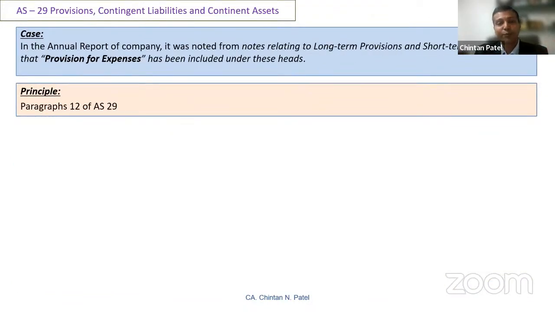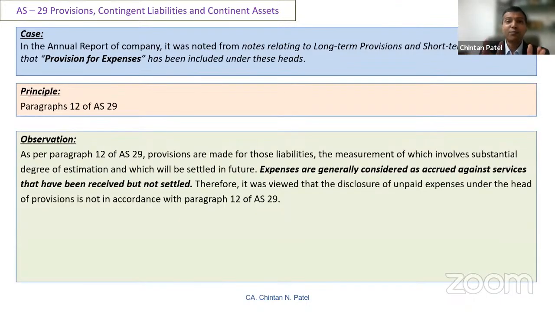Next is on provision for expenses. When you look at the annual report of a few companies, it mentions long-term provision and short-term provision, and under these there is mentioned provision for expenses. See, generally, expenses are accrued. What is a provision? A provision is basically a liability where a substantial degree of estimation is required. So it is a liability of uncertain timing or amount. Only when there is uncertainty with respect to timing or amount, of this substantial nature, can you label it a provision.